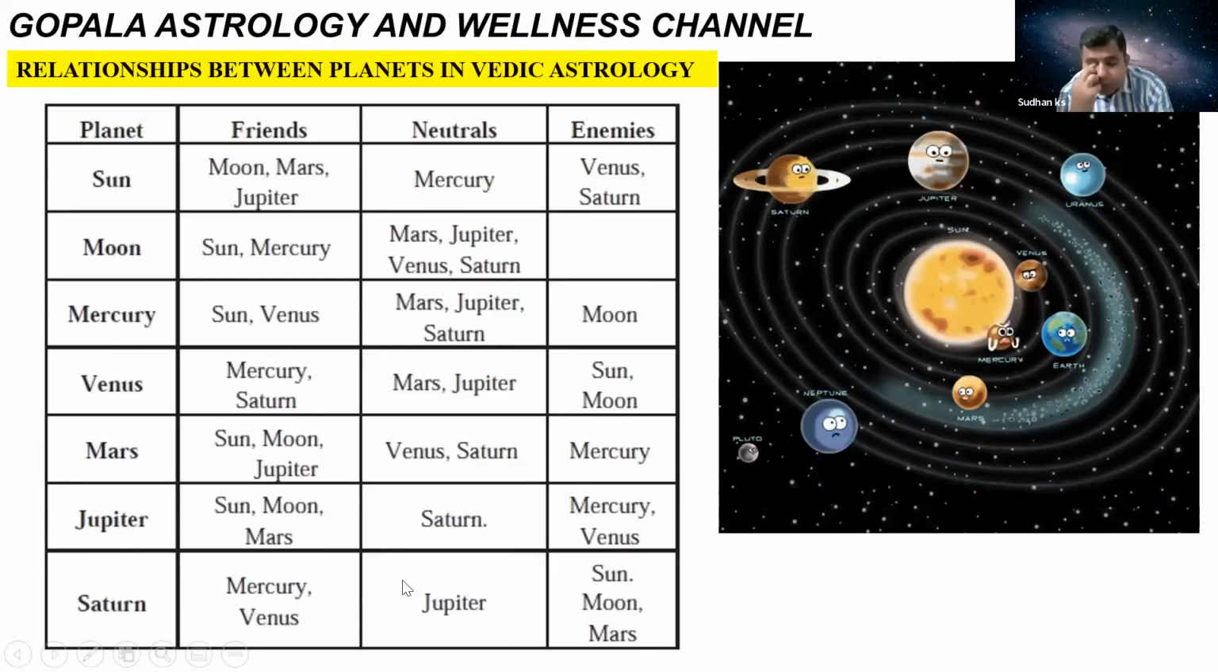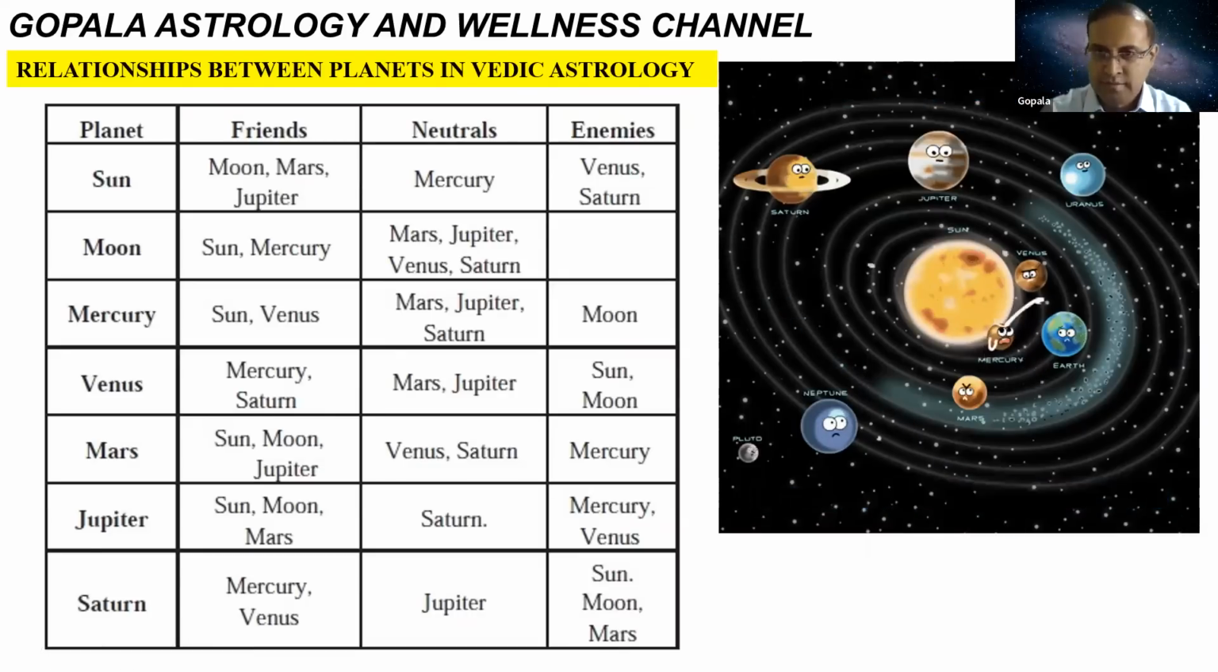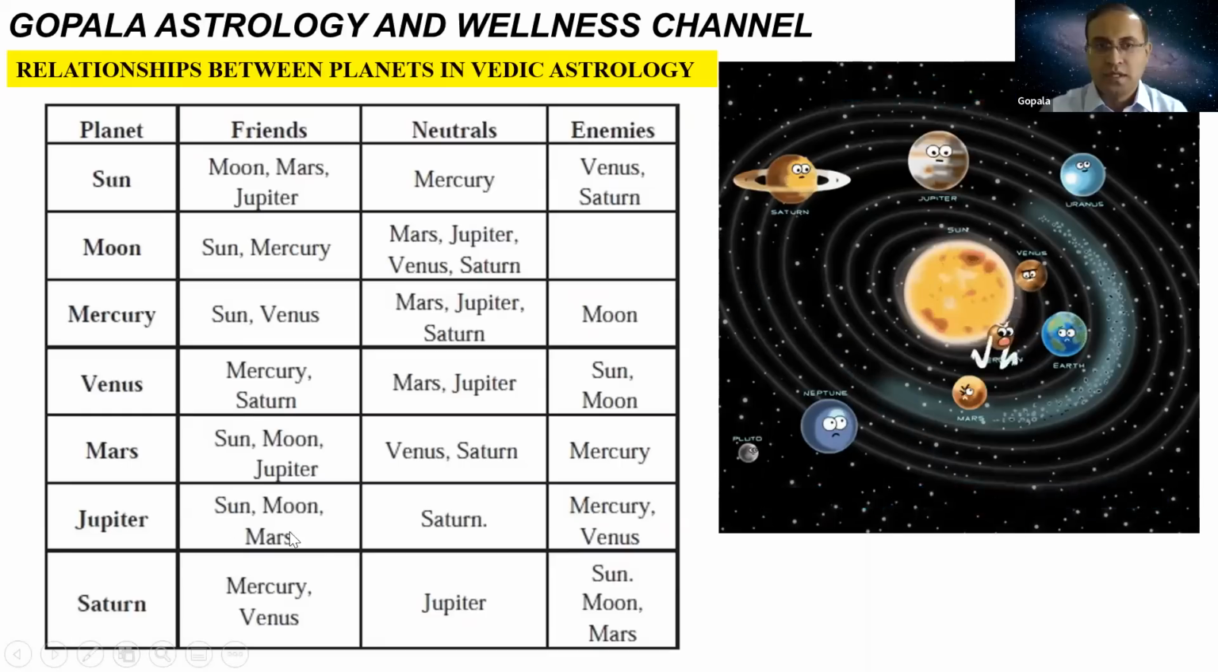It's very, very simple. And you see here the maximum enemies are there for Saturn. Saturn considers Sun as its enemy, Moon also as a Paramashatru. And Mars is devastating. Saturn and Mars, they are like oil and fire. They can never get together. So that's what it is.